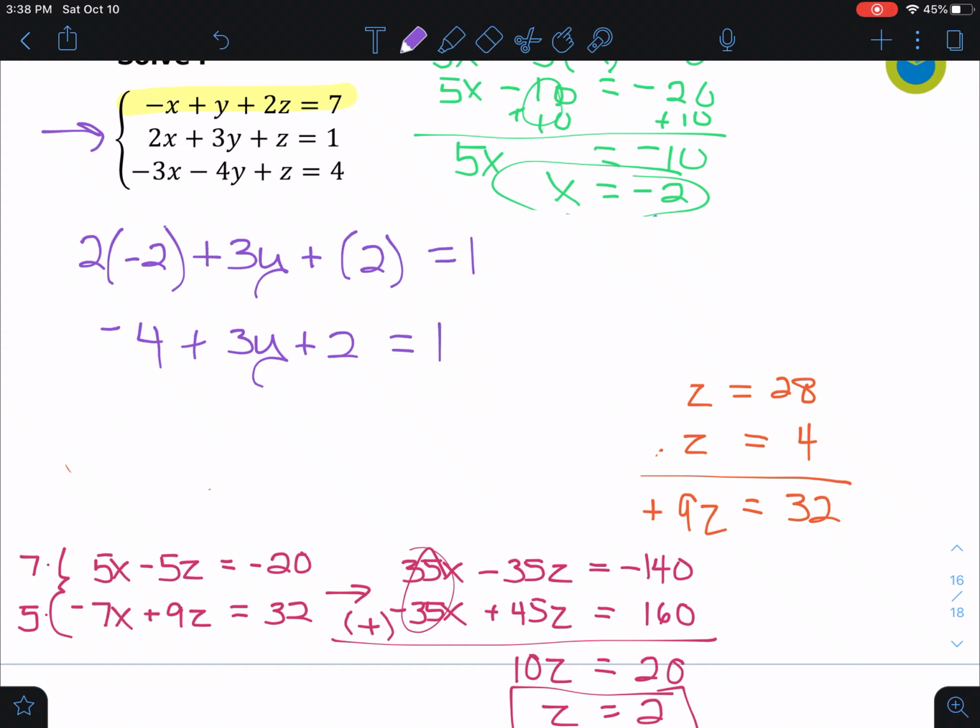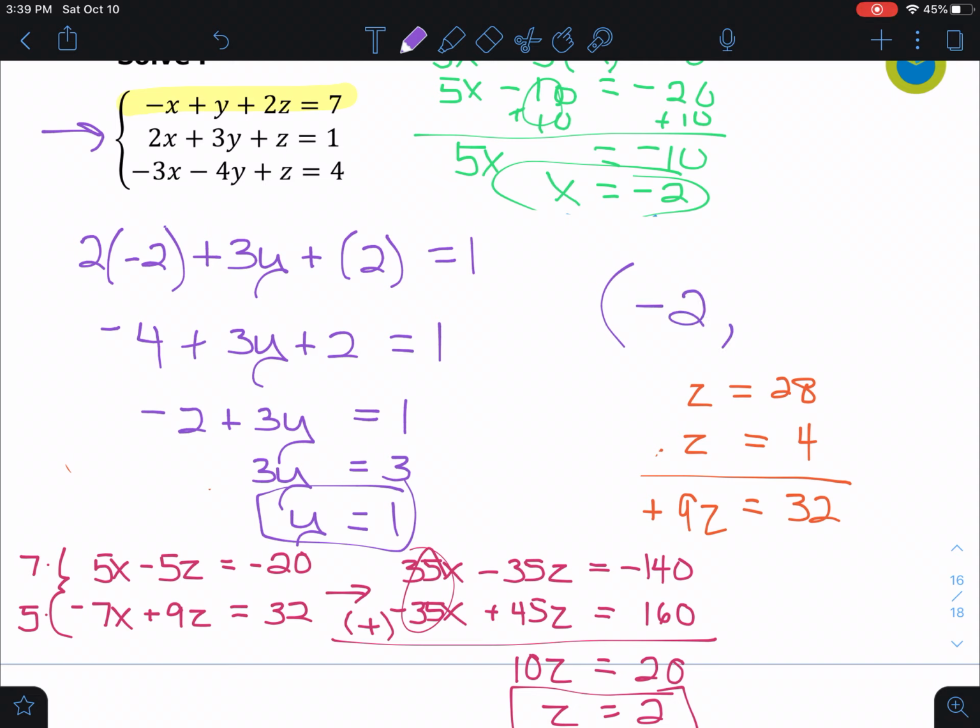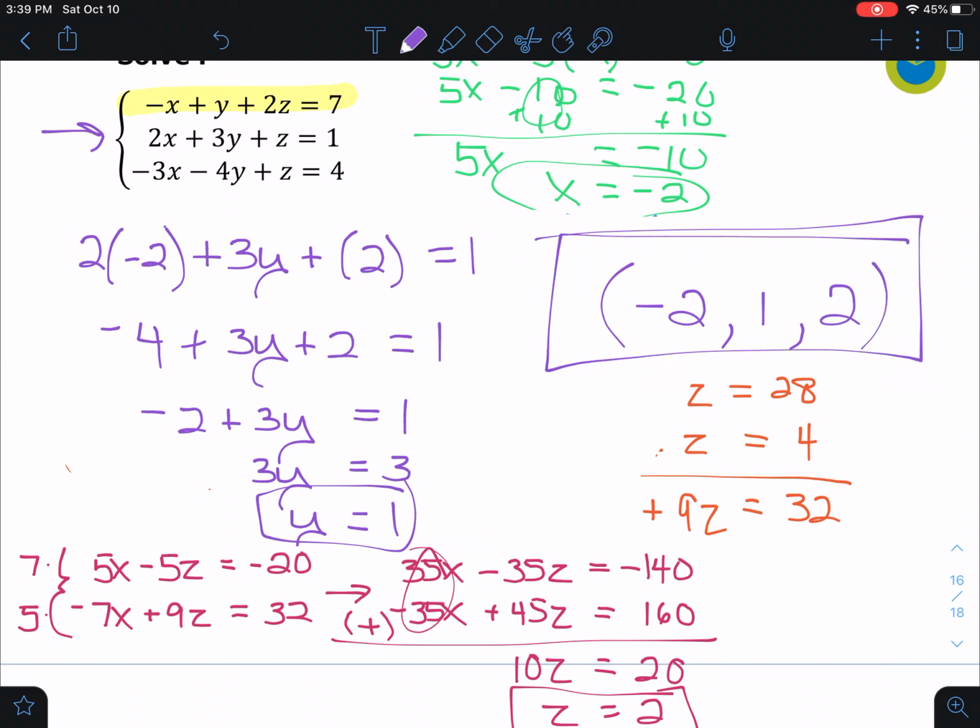So this is negative 4. Put those together, the negative 4 and the 2 first, so I get negative 2 plus 3y equals 1. Add 2 to both sides. Divide by 3. And we get y equals 1. Okay, so my ordered triple then, my answer would be, remember to put them in order. X is first, then y, then z. These three planes cross at this point in space.